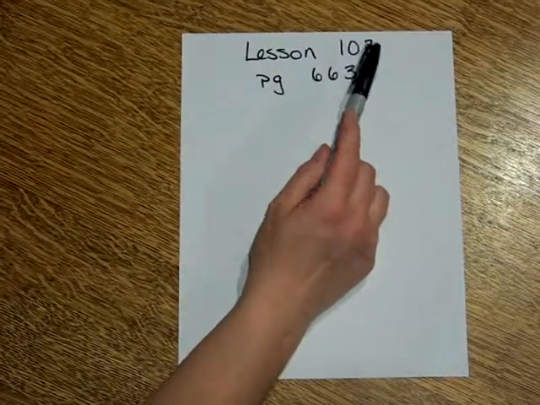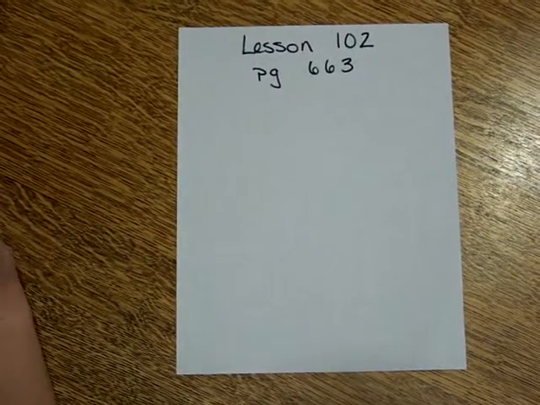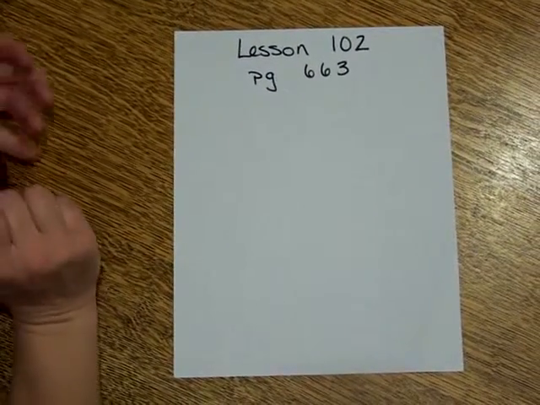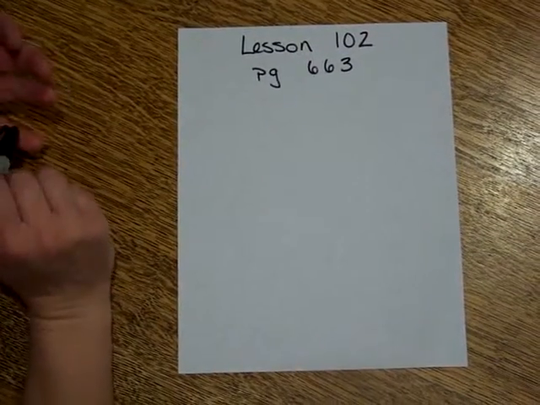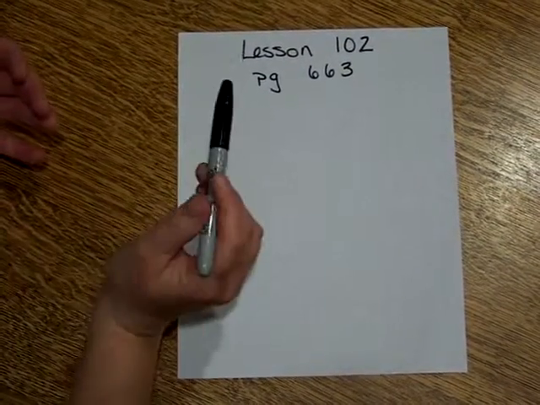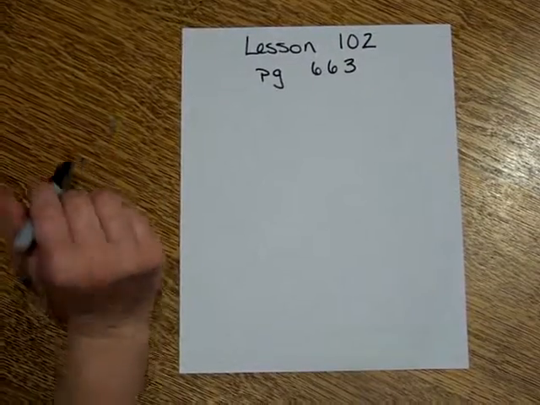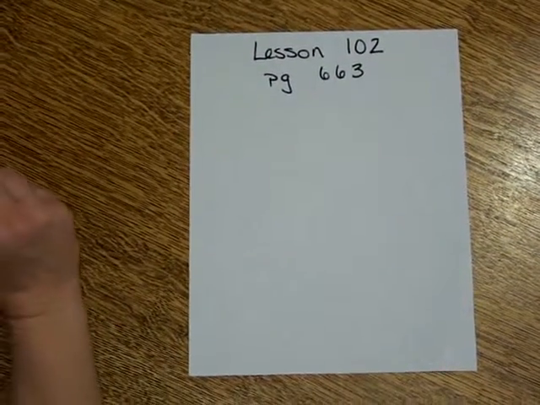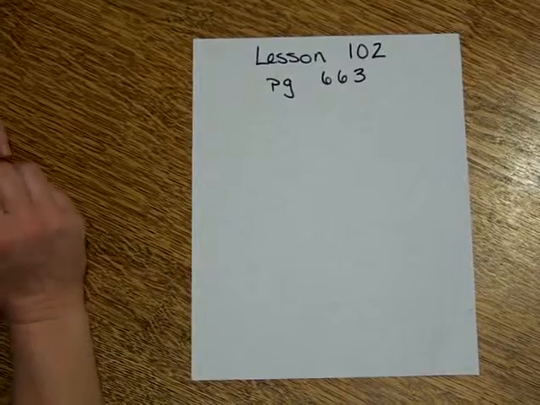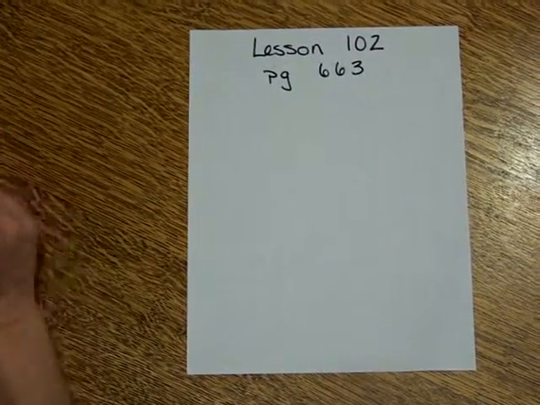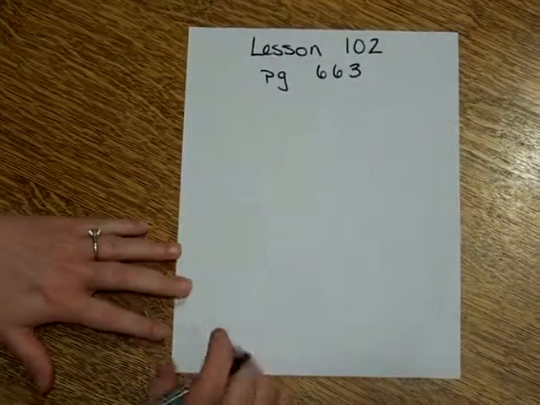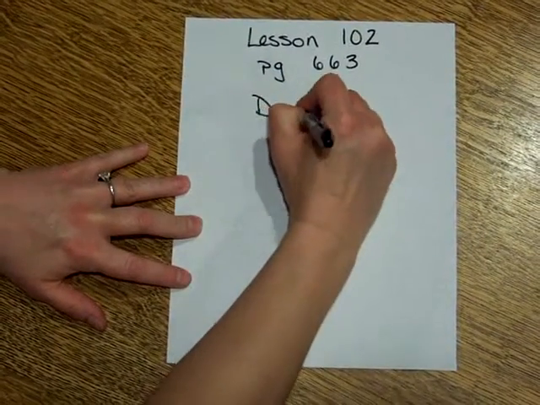But let's go ahead and look right now at lesson 102 on page 663. We talked yesterday about secants and tangents, and that their products, the external to the whole, from the external point to the far point, equaled each other when they had that same external point. Today we're going to be shifting gears and talking about dilations in a coordinate plane.